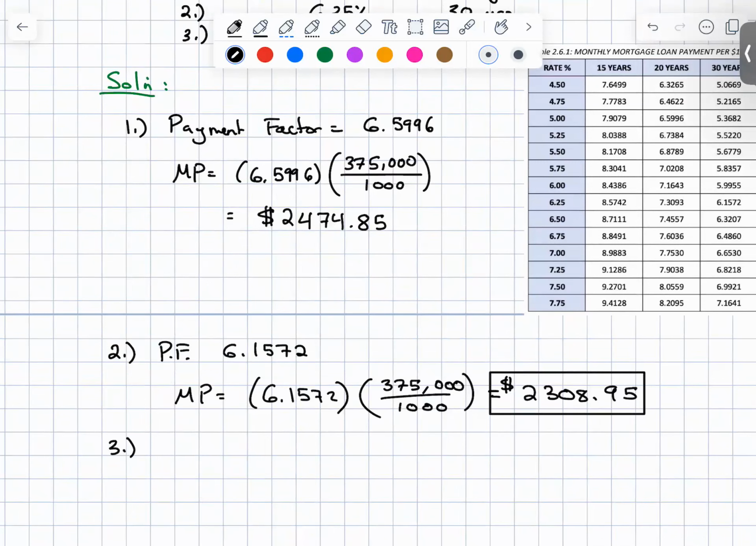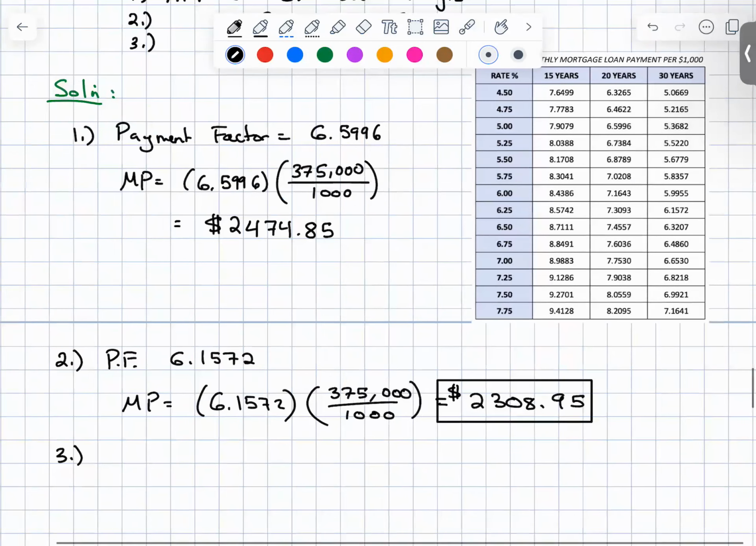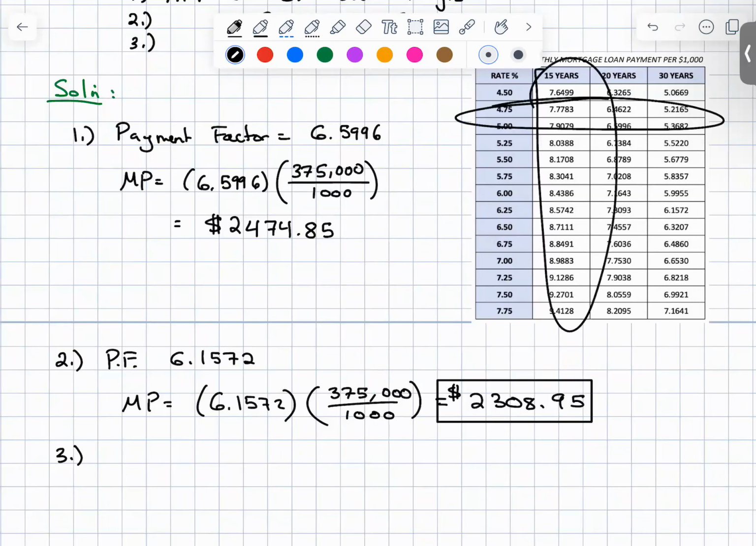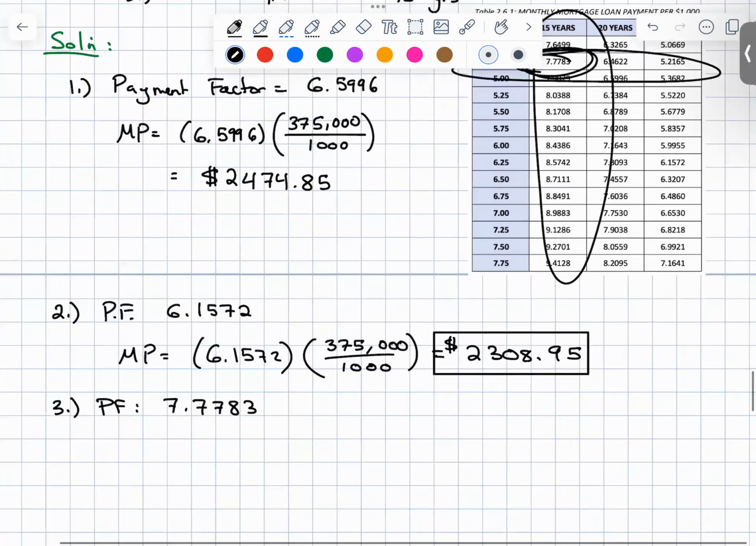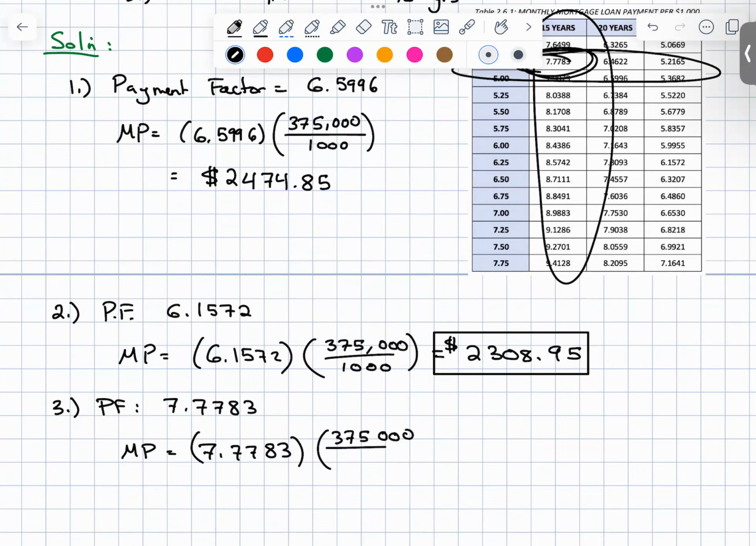Number 3. So it's a 15-year loan at 4.75%. 4.75 here, 15 here. So that's our payment factor, which is 7.7783. So the monthly payment will be 7.7783 times 375,000 divided by 1,000, which ends up being $2,916.86.